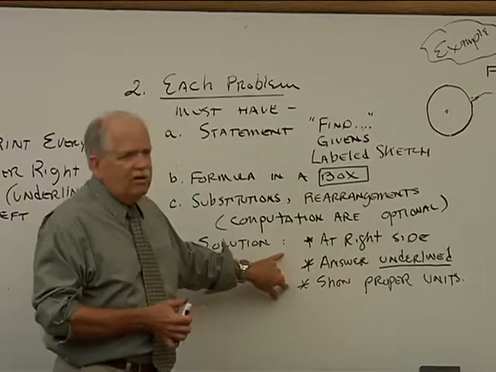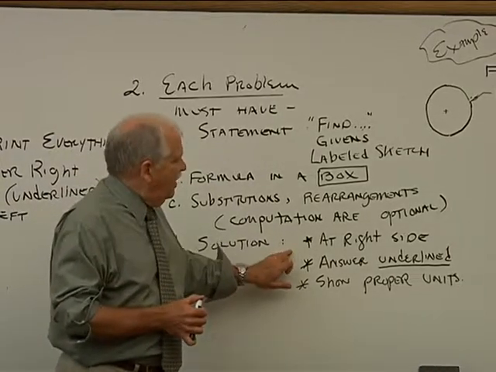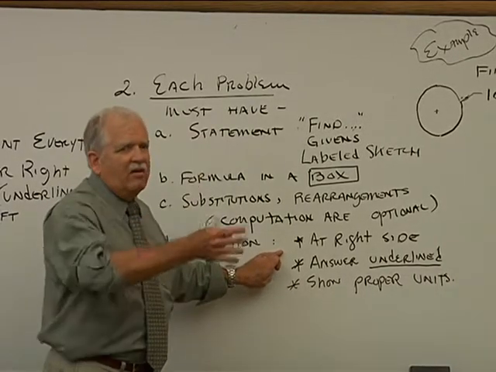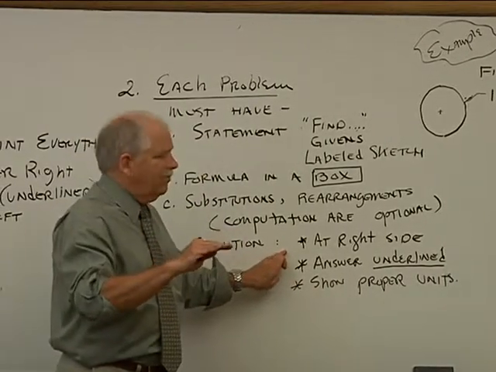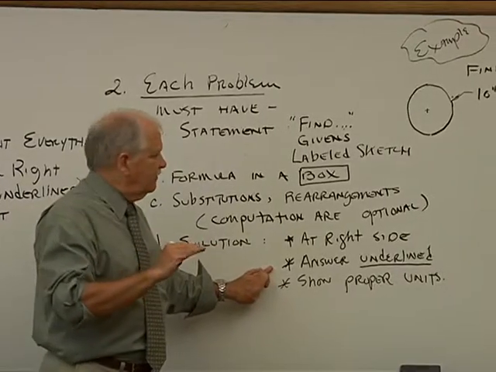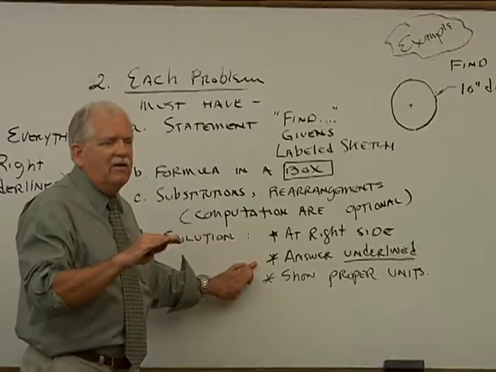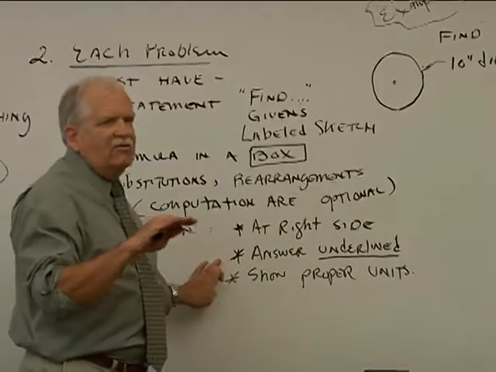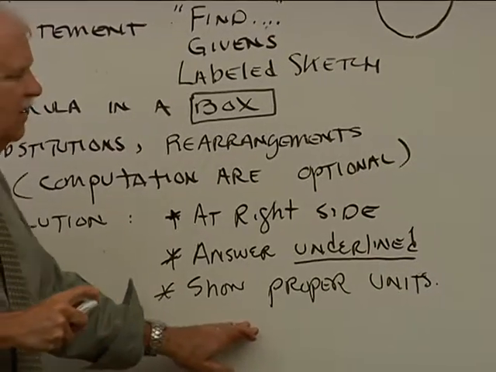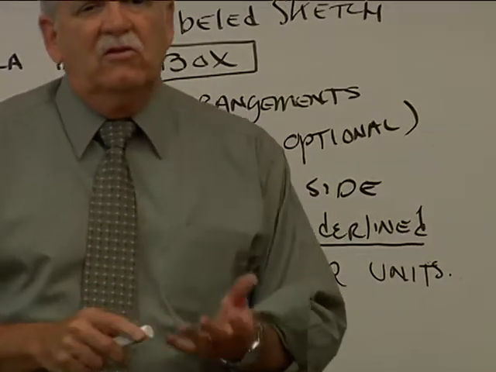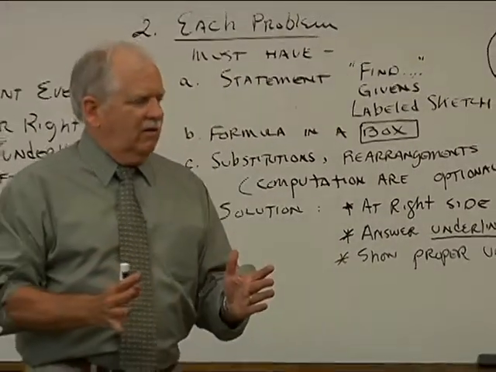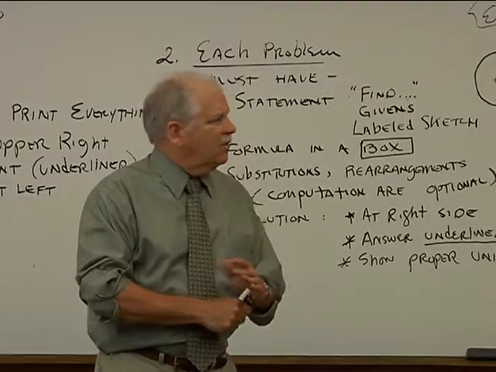There are 3 things we need to have in your solution. Number 1, it should be written at the right-hand side of the problem, not just scattered anywhere on the paper. It must be at the right of the problem. Secondly, your answer should be underlined, so I'll be looking for the underlined information. That's your solution. And then the answer should be in the proper units. If it's inches, square inches, feet, miles, whatever it is, the units have to be shown.